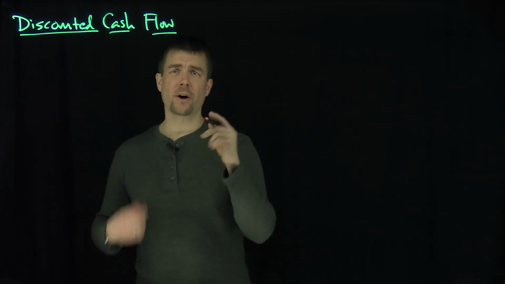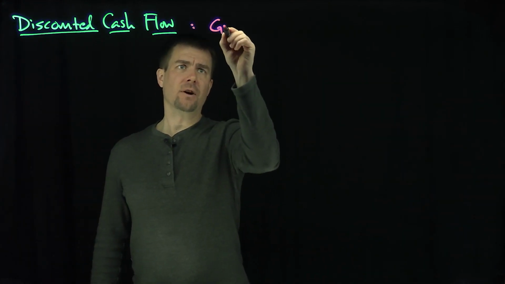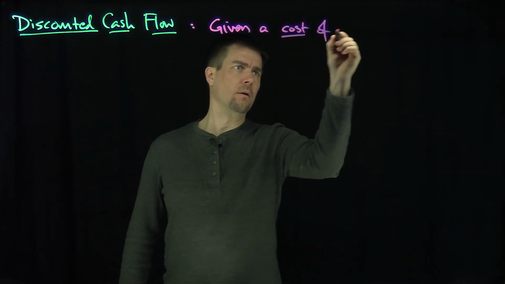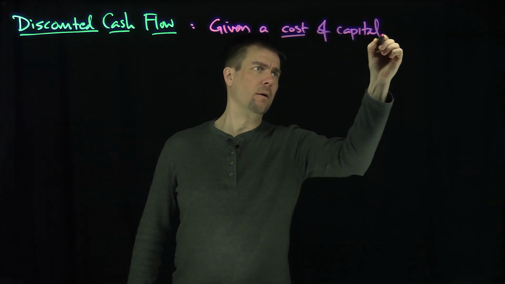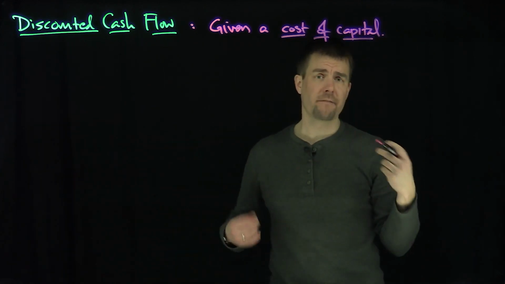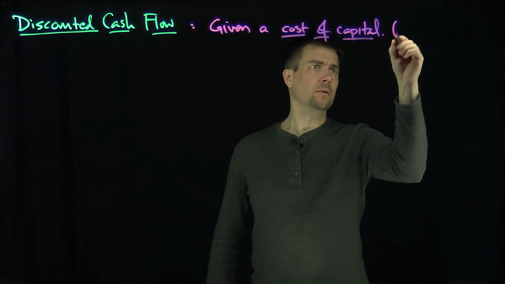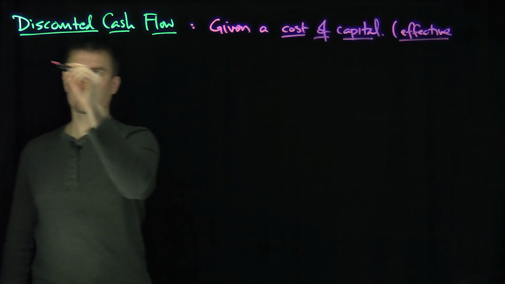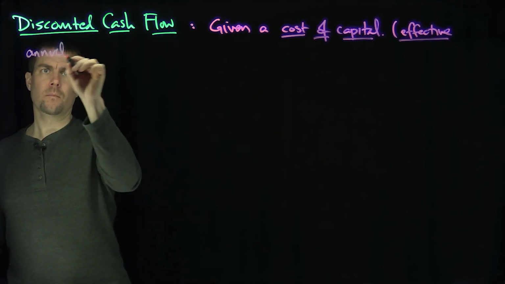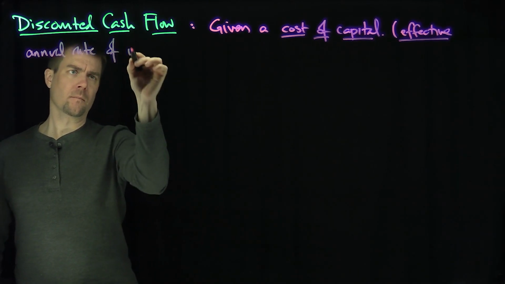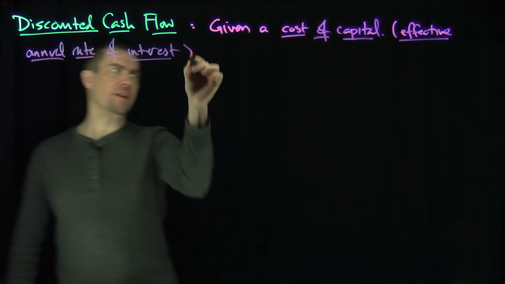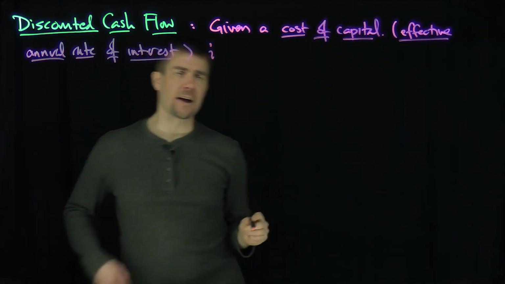What I need for this is an effective annual rate of interest or cost of capital. I need to be given a cost of capital, which in our parlance is going to be the effective annual rate of interest. So we'll call this cost of capital for the problem. We'll call this I for interest.